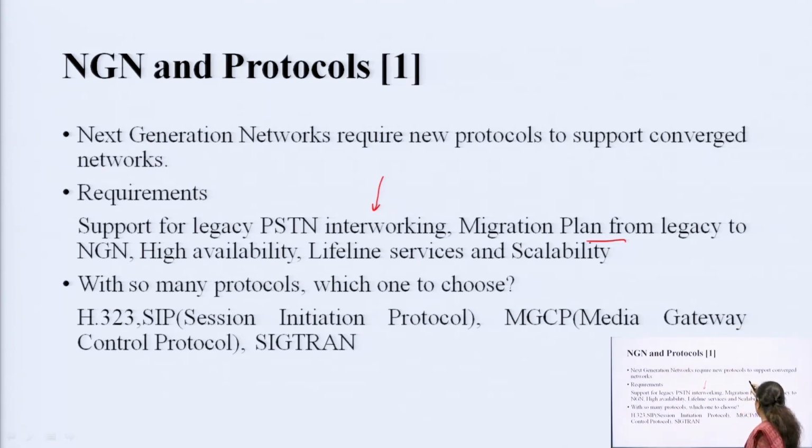Then a migration plan from legacy to NGN has to be set up, and high availability of the services which are required, because that is why a network has been set up. Then lifeline services and scalability. Scalability means a larger number of users can use a channel. So, that is the case of lifeline services.